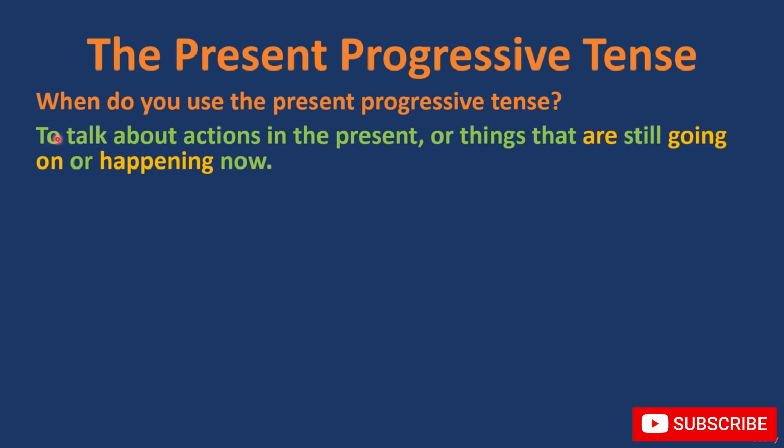We use the present progressive to talk about actions in the present, or things that are still going on or happening now. So we use the present progressive to speak about something that is happening now when I speak, something that I see now.